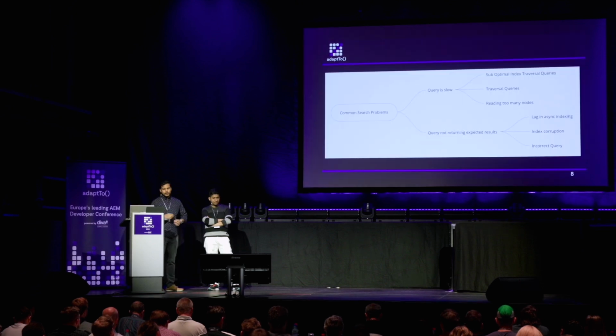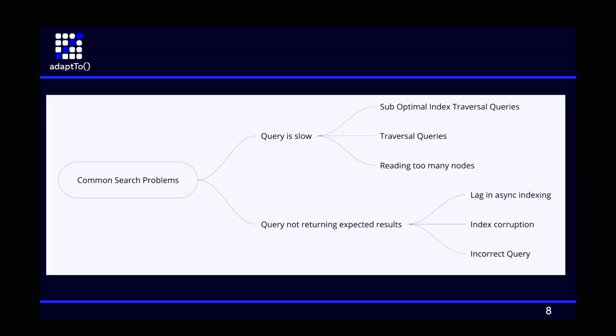Okay, so now we'll have a look at common search problems. We can basically categorize problems into 2. One is that your query is slow, and the other is that the query is not returning expected results. In case of slowness, it's majorly when we didn't find any index, so the query has to traverse. This belongs to traversal queries, where the results are coming from traversal of the node store. Then we have suboptimal index traversal queries, where your query or maybe the index is not optimal enough to give you the results, and the query engine has to finally filter them out to return the results.